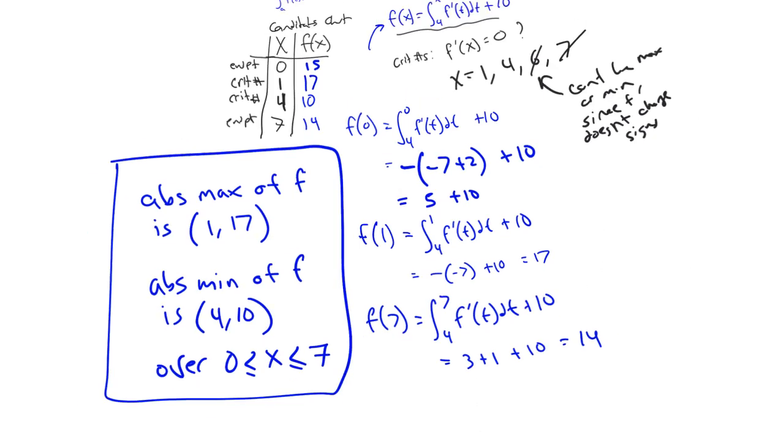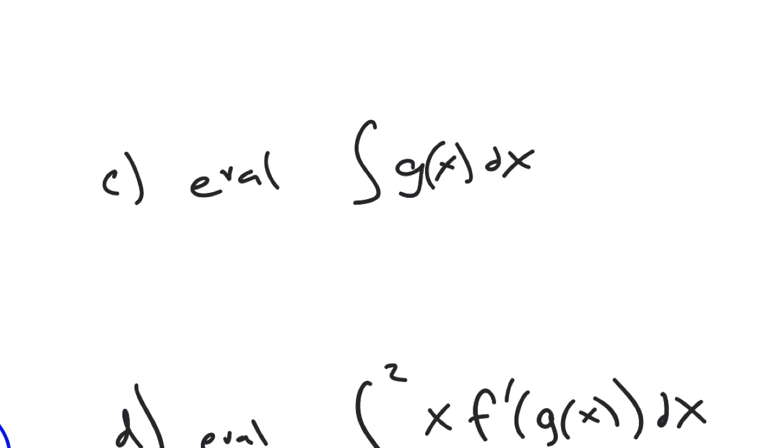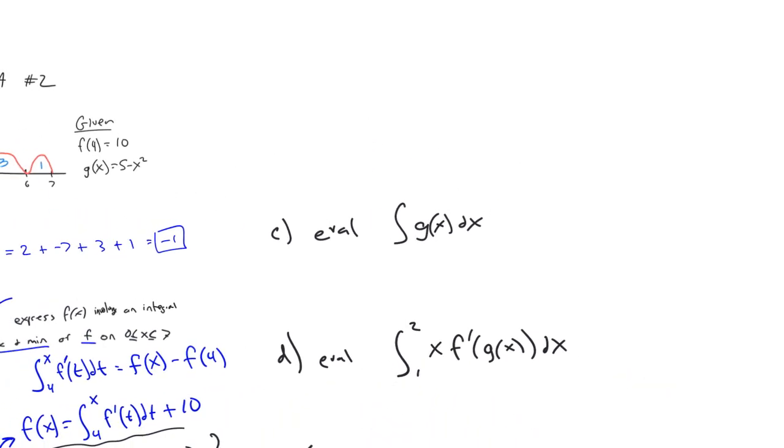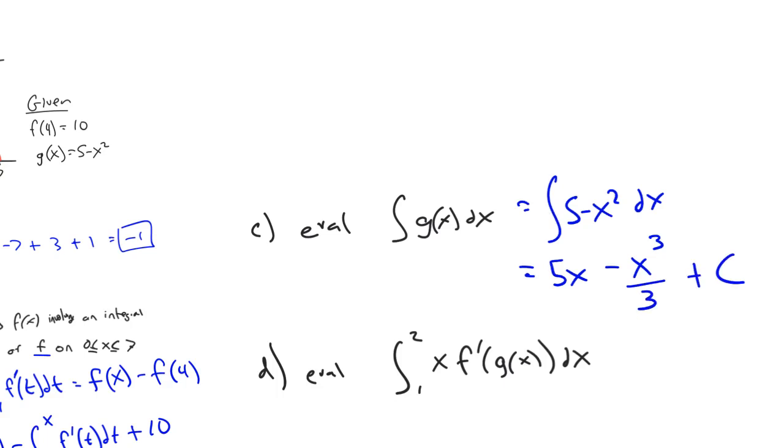Alright, C and D are much quicker. Part C says evaluate the integral of g of x dx, and we were given that g of x is 5 minus x squared. So this is literally just plugging in. So 5 minus x squared dx, do you know your integral rules? That's going to be 5x minus x to the third over 3 plus c. This is worth 1 point, you will not get the point if you don't have plus c.